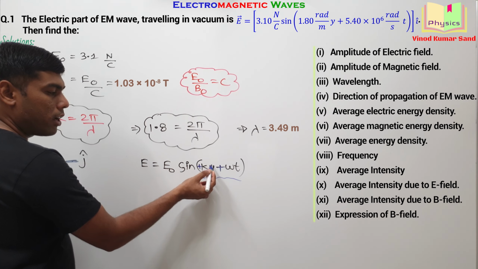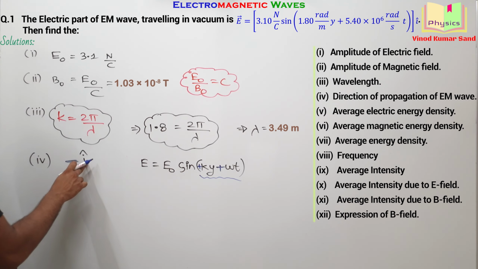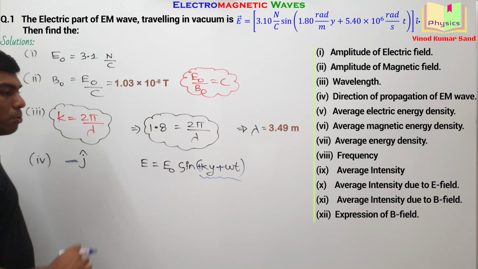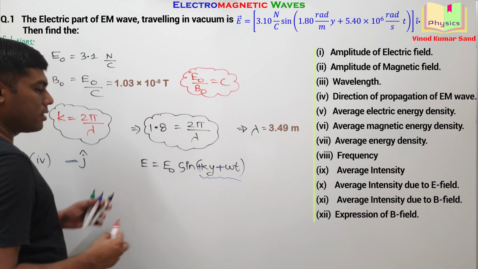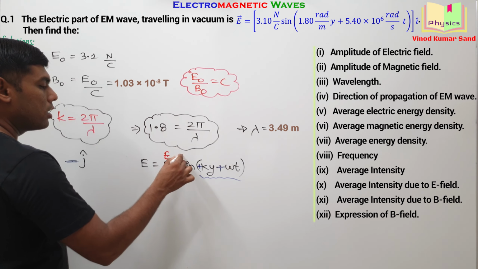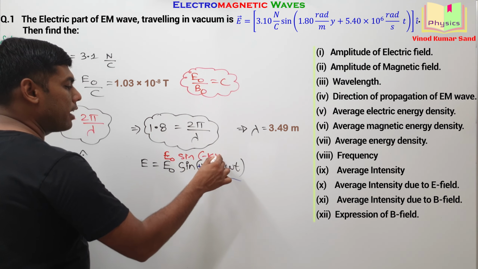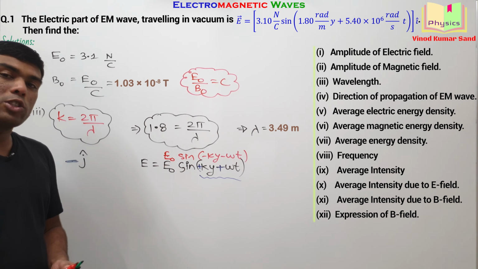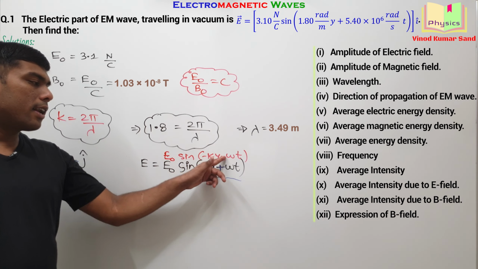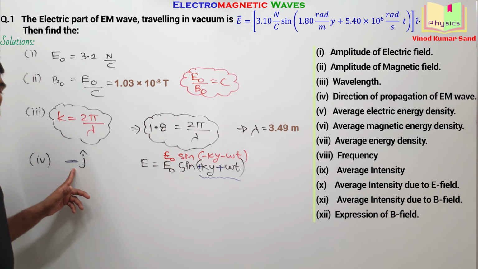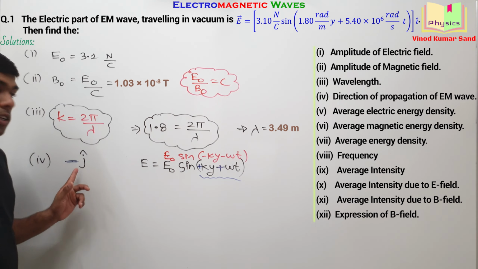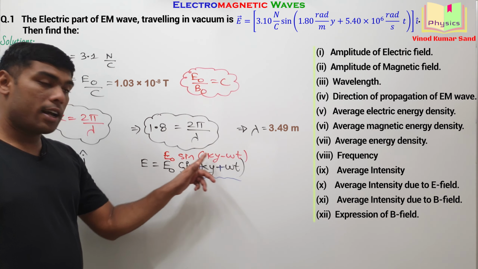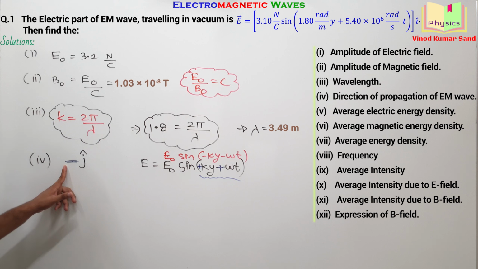And since here we are talking about the y coordinate, we'll be using the j cap but with a negative sign. Got it? Suppose the same equation was given like this: E naught sine of minus ky minus omega t. Can you tell in which direction the wave is propagating? All the signs here are the same, so the wave will be propagating in the direction of minus j cap. Y means j cap, and all the signs here are the same, so there should be a negative sign.